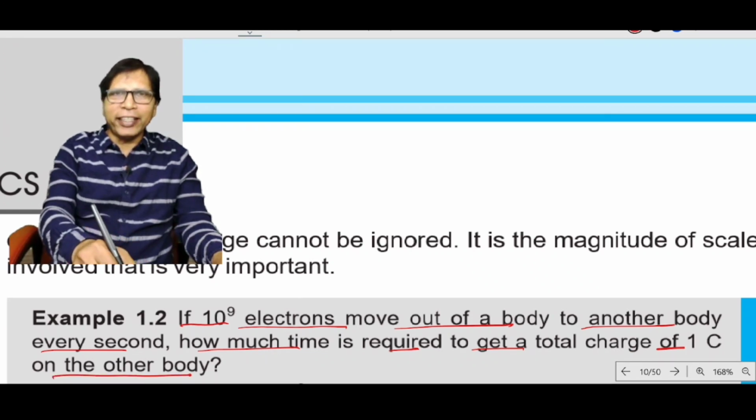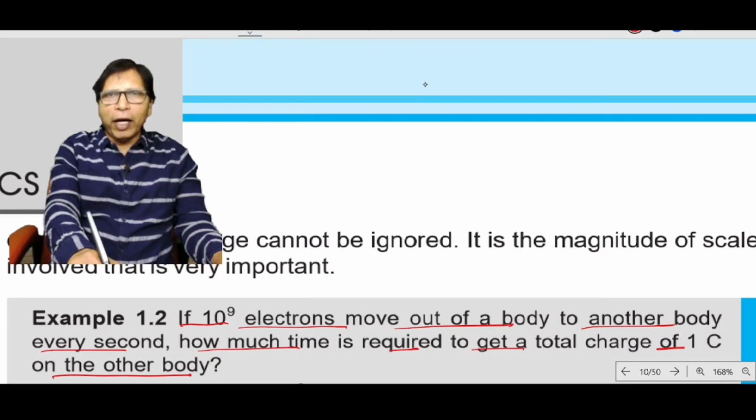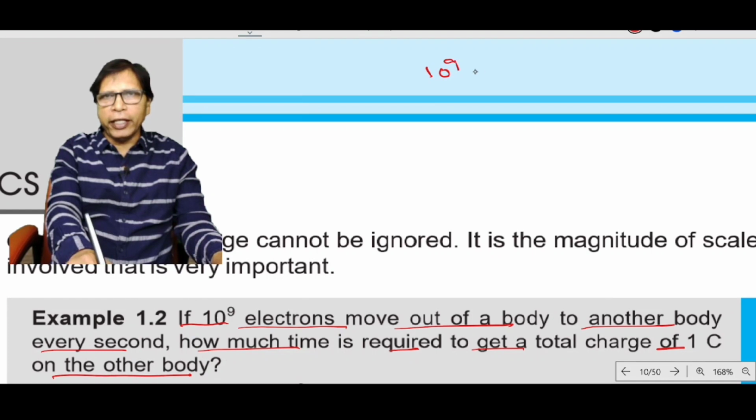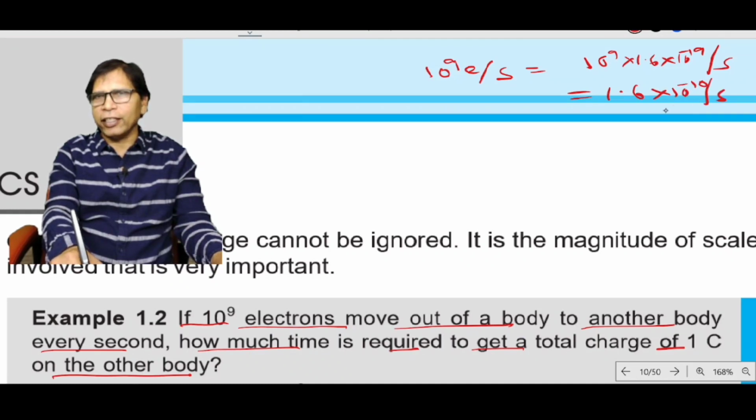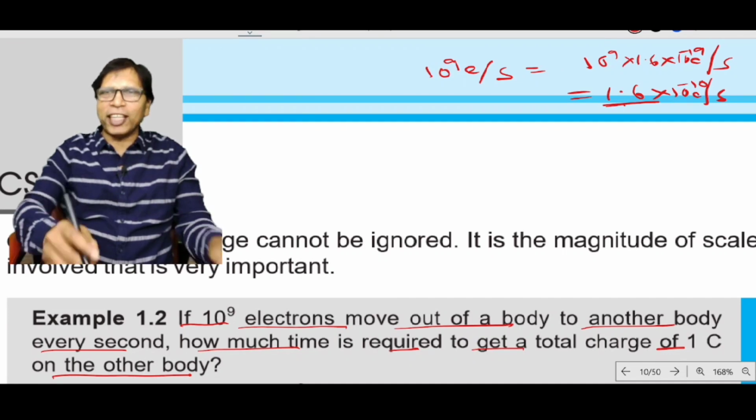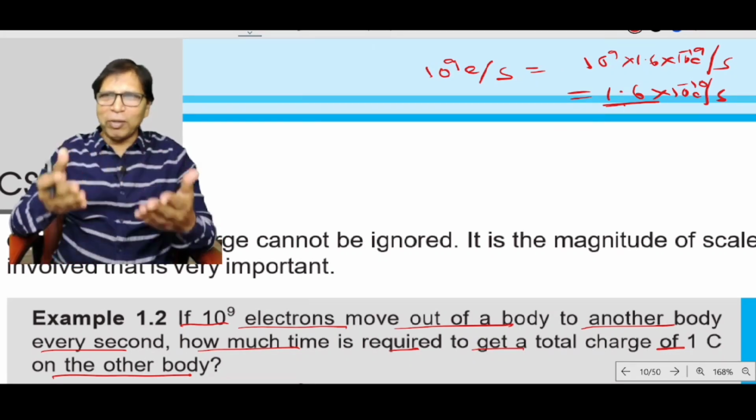Okay. Now look at this, the number of electrons transferred is equal to 10 to the power 9 electrons per second. So charge transferred is 10 to the power 9 into 1.6 into 10 to the power minus 19 per second. So look at this, this is 1.6 into 10 to the power minus 10 coulomb per second. So 1.6 into 10 to the power minus 10 coulomb charge is transferred from one body to another body every second.